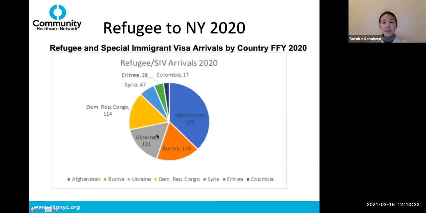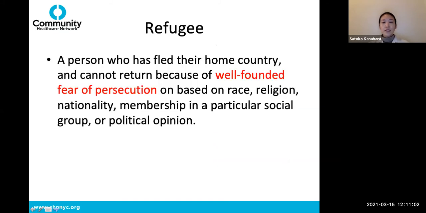And then this is specific to New York. We have a lot of refugees coming from Afghanistan, Burma, Ukraine, Congo. And a lot of the people coming from Afghanistan have a visa called special immigrant visas, where usually some member of the family has worked as a translator or interpreter in Afghanistan for the US military. So then they get a special immigration visa to come into the United States, and they get treated similarly to the refugees. So what is a refugee?